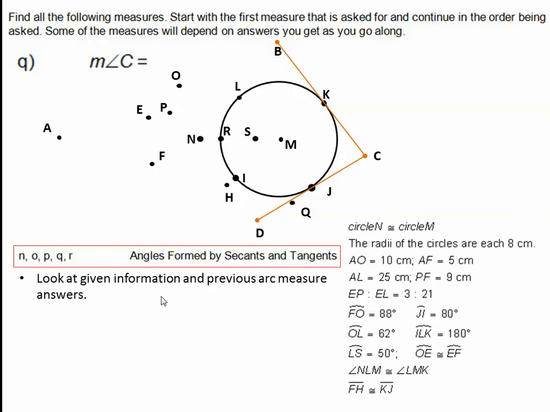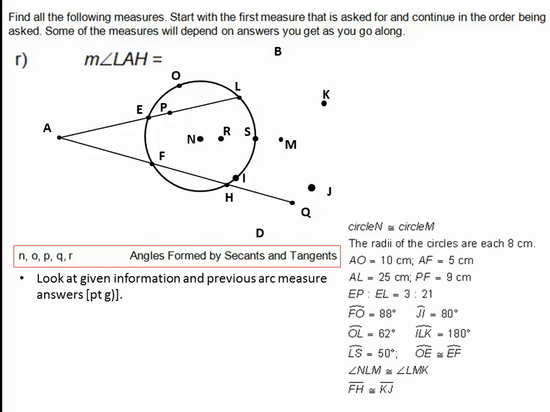For part Q, still looking at angles formed by secants and tangents. You're also still looking at your given information and previous arc measures that you've calculated. For the measure of angle LAH, still looking at angles formed by secants and tangents. Still looking at given information and previous arc measure answers. And it looks like I gave you a little extra hint there. Look at part G. Look at the answer that you gave for part G, and that's going to help you figure out the information you need.